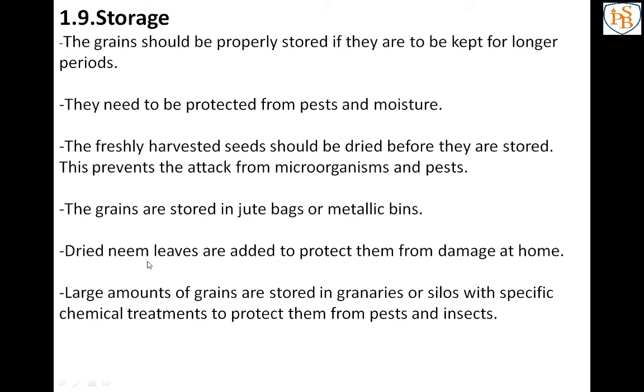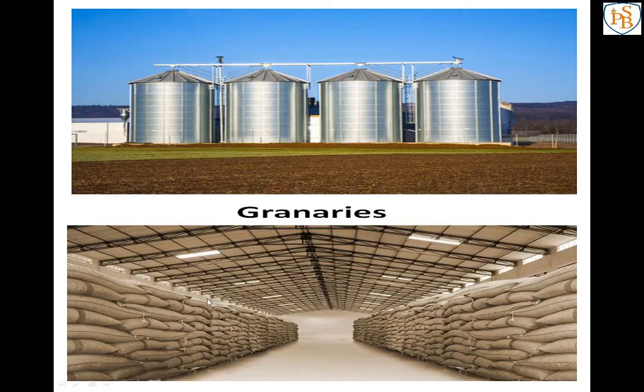Next one, dried neem leaves. I have already told you that your mother keeps leaves; those leaves are actually of the neem plant, which also protect our grains from damage by pests. So we can add the dried neem leaves also. Now these two things we can do if the production is on a small scale. But if the production is on a large scale, we can use these two things.